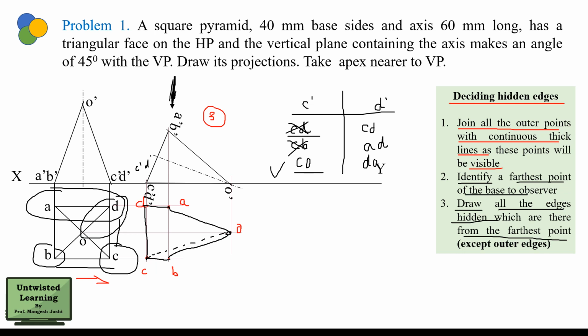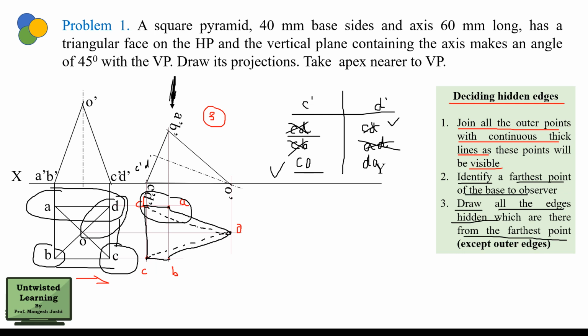Let us check for D. CD is lying on the outer edge. AD is also lying on the outer edge. And DO. So DO is not lying on the outer edge, hence it will be drawn hidden. Okay. So only 2 will be hidden, but you have to complete all the edges.